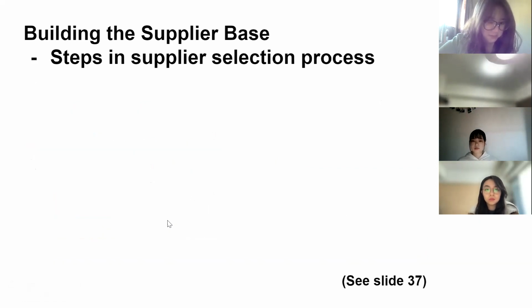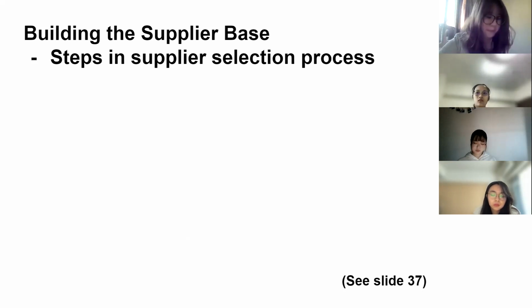Now, you can see slide 37. That's why I said there, see slide 37. So building the supplier base. There are 4 major steps involved in building the supplier base, or they call it steps in the supplier selection process. But to me, it's more like selection as well as the development and the maintenance of good suppliers. Okay.